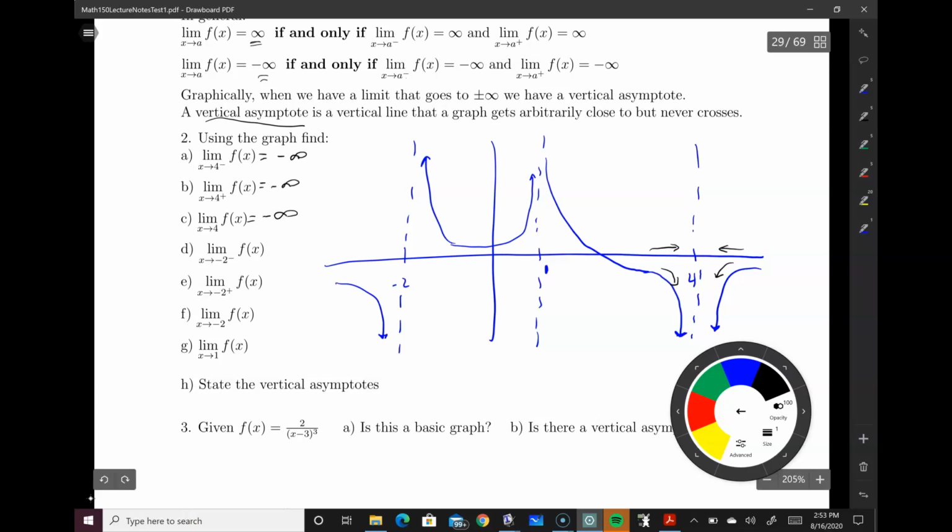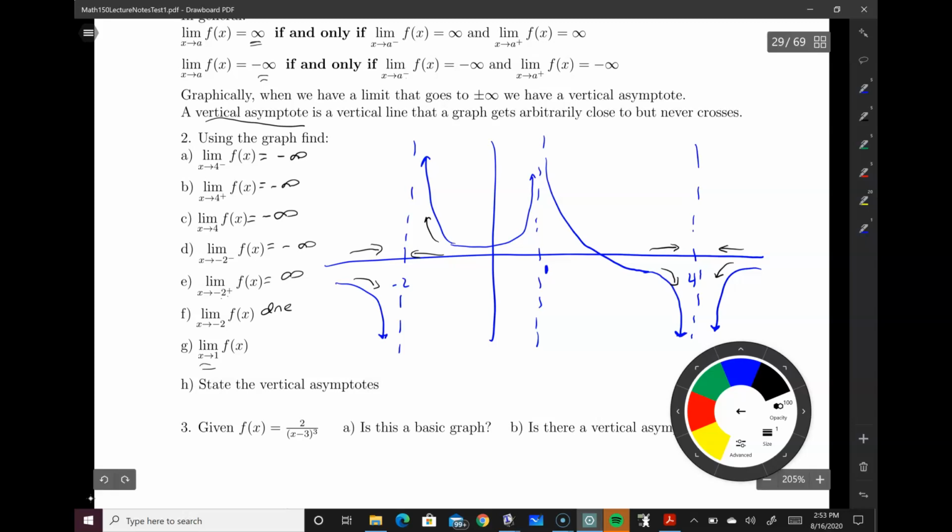Negative infinity. All right, if I'm going towards negative 2 from the negative side, it's from this side, I'm going down to negative infinity. I'm going towards negative 2 from the positive side on this function. Coming in this way, I go up to positive infinity. So that means the limit as I'm going towards negative 2 does not exist because these infinities are different.